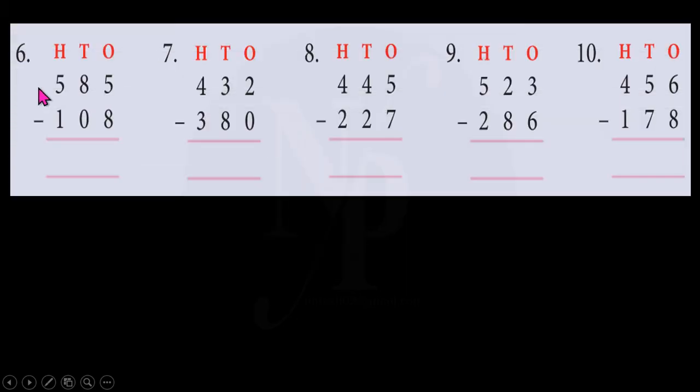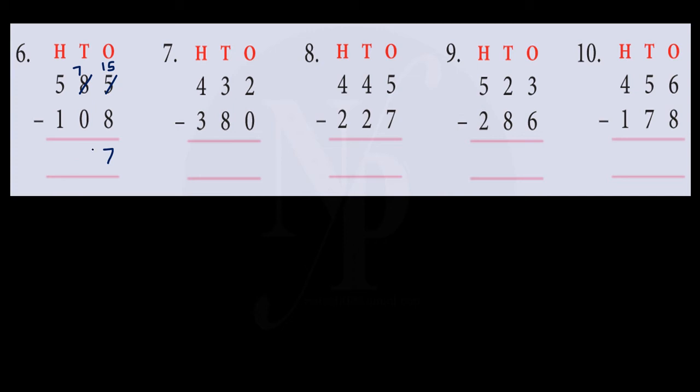Question number 6. 585 minus 108. We start from ones place here. Subtracting 8 ones from 5 ones is not possible. Regrouping is needed. So we make the 8 tens here as 7 tens and bring or borrow 1 ten to the ones column. So now this 5 ones becomes 15 ones. On subtracting 8 ones from 15 ones, we get 7 ones.